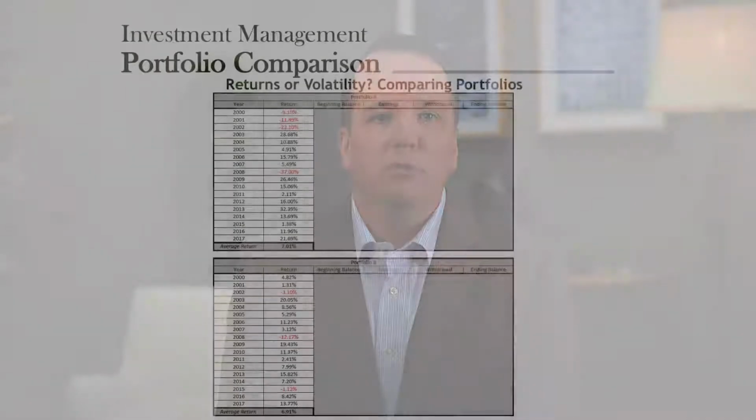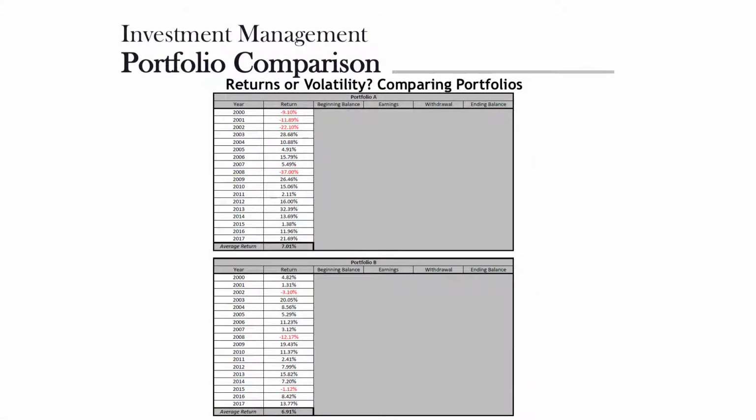What you'll see in this first illustration is, let's say you had a portfolio that over an 18-year period of time had a 7.01% rate of return. Portfolio B, on the other hand, a little bit different, 6.91% rate of return. Both portfolios had different returns in each year.